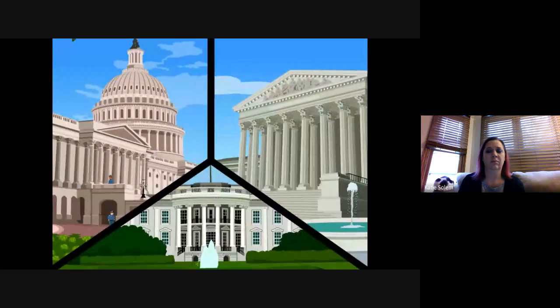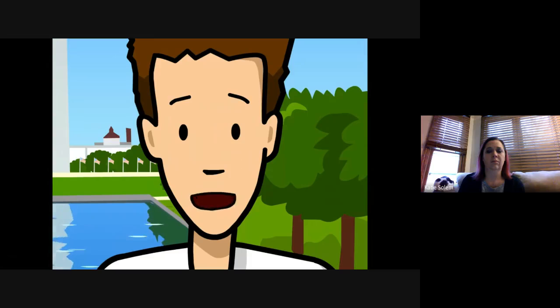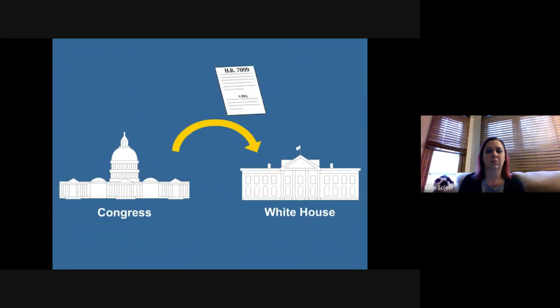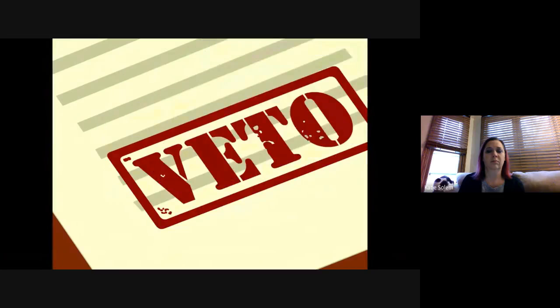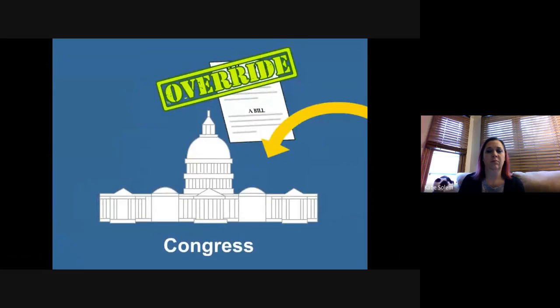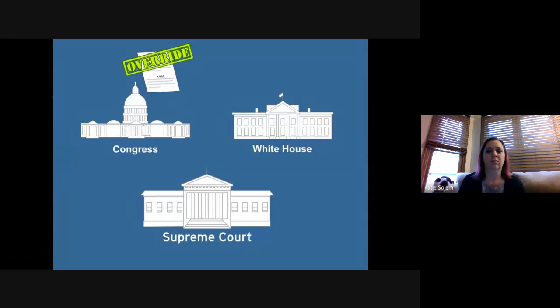Well, the branches work together in a complex system of checks and balances. The framers of the Constitution didn't want any one branch to have too much power. So each branch is limited by the other 2 in different ways. For example, Congress presents a bill to the president, but the president doesn't have to sign it. He can say no and veto it. But Congress can override that veto if 2/3 of the representatives in both houses agree. Then the bill becomes law. But if the Supreme Court decides that the law is unconstitutional, then that law is out of here.